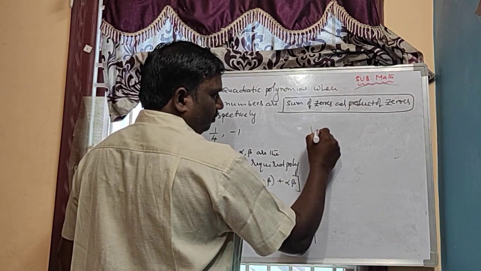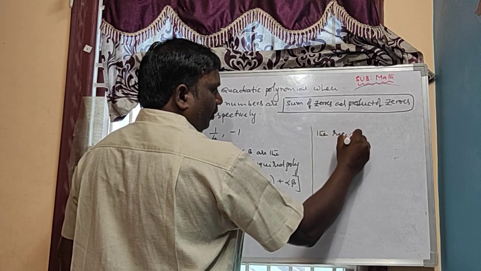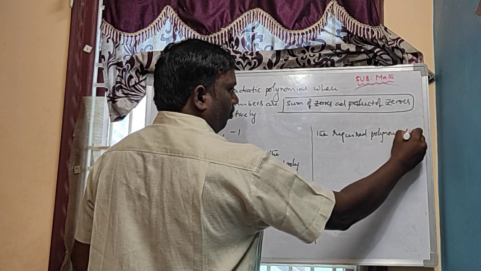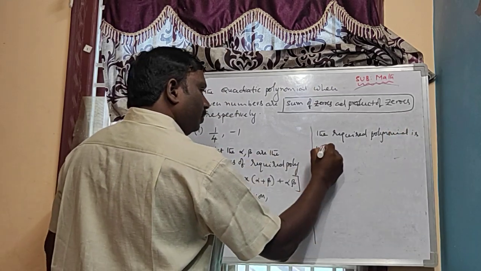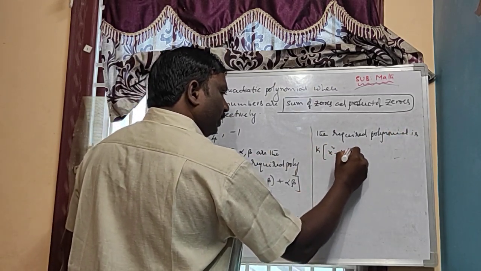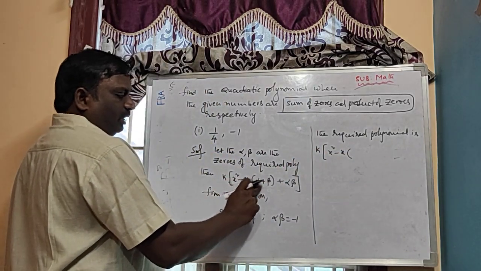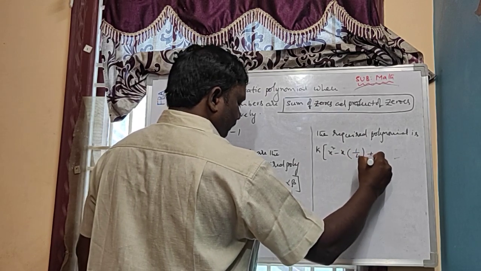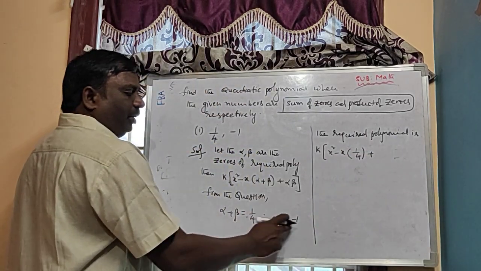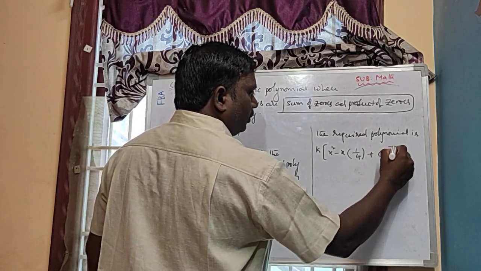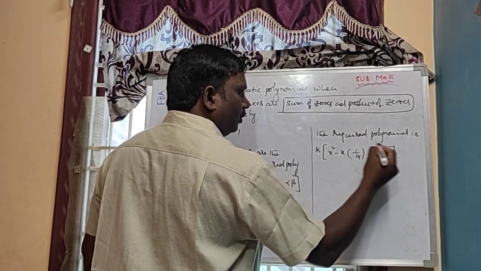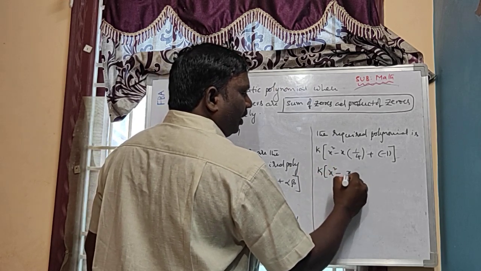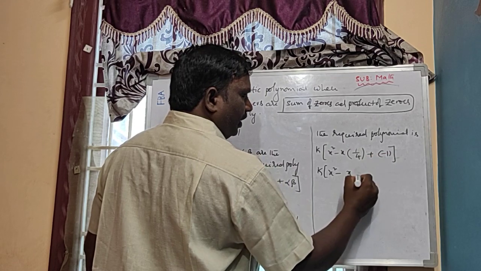Then the required polynomial is k into x square minus x into the sum of the zeros, that is alpha plus beta. What is the value? 1 by 4. Plus alpha into beta, the product of the zeros, minus 1. So k into x square minus x by 4 plus minus 1.